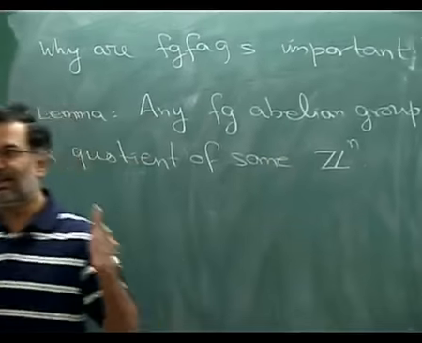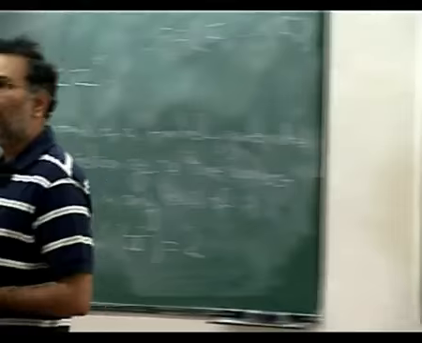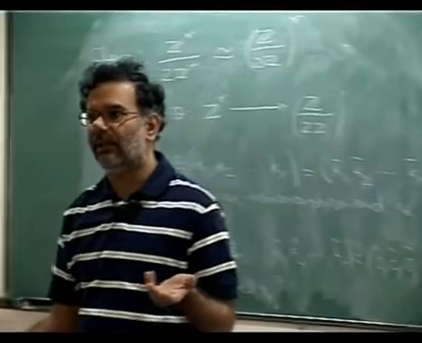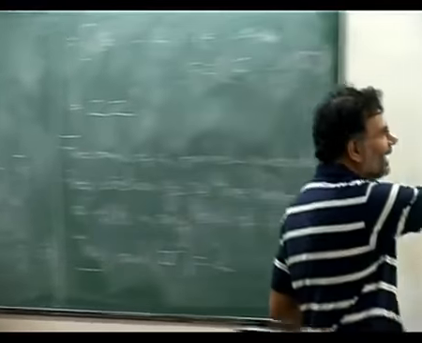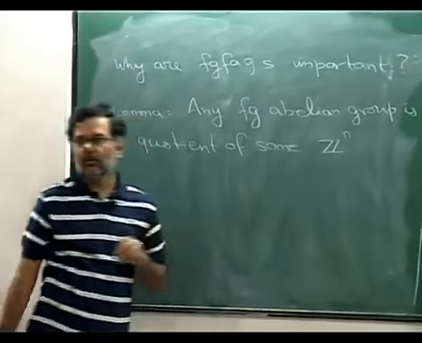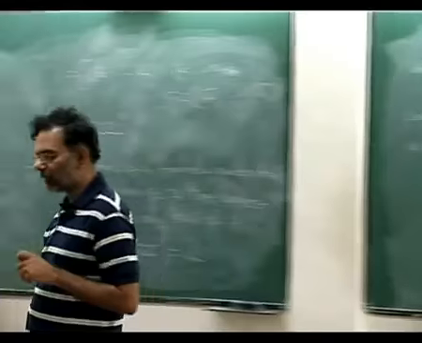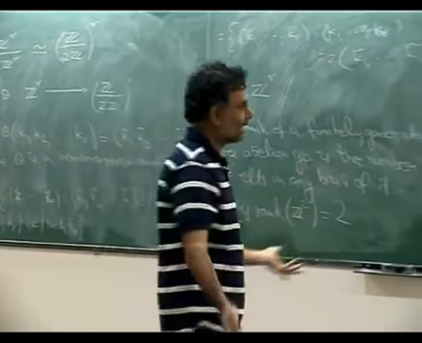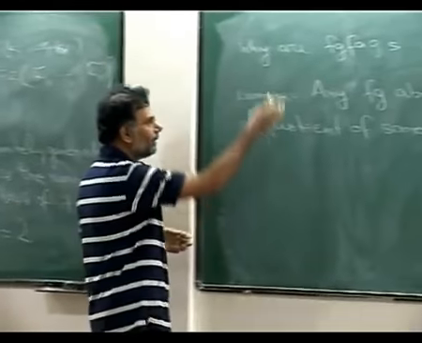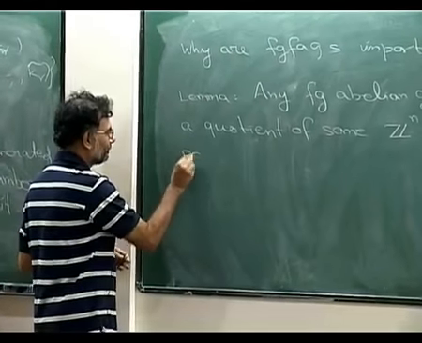So if you study the Zn's well, then essentially you are studying all finitely generated abelian groups, because everything is a quotient of some Zn. If you study this well enough, then you will be able to say something about all finitely generated abelian groups. And this is much easier to prove, as it turns out, than even Cayley's theorem. Cayley's theorem itself is not hard, but this is a very trivial proof.